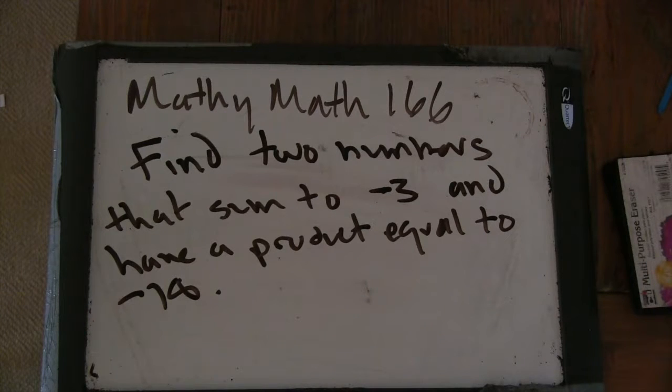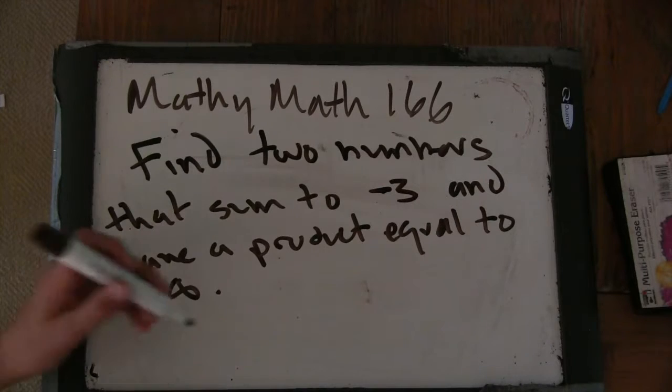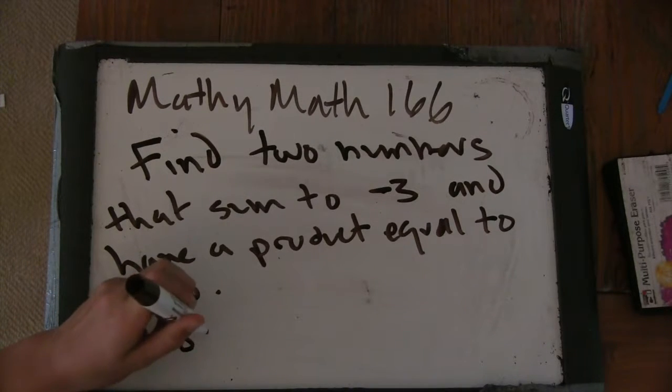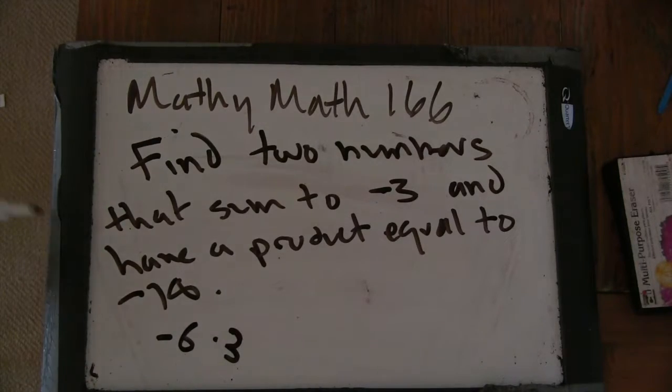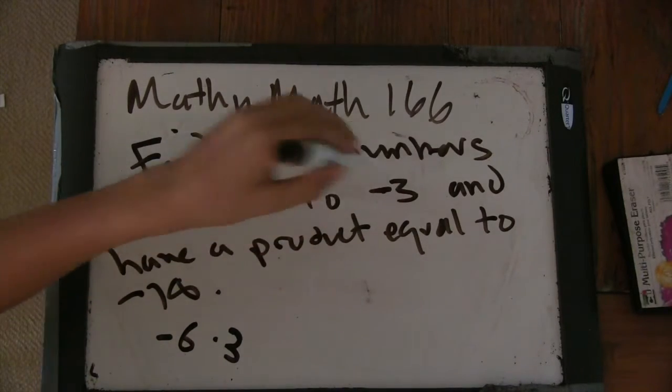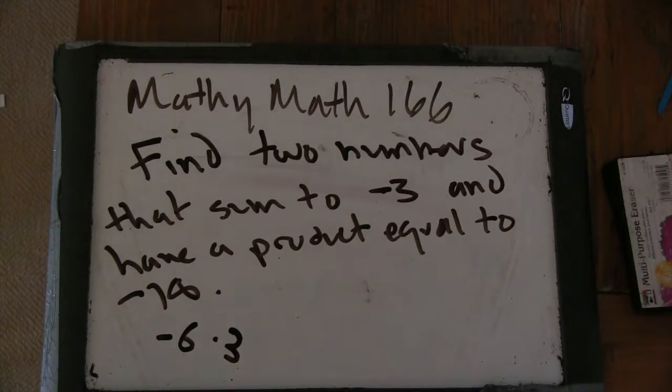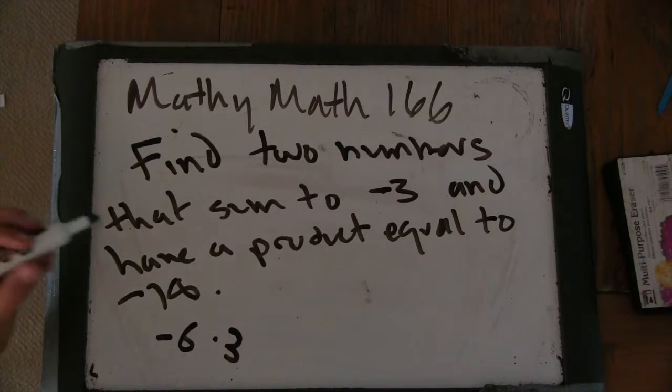Well, minus 18 is minus 6 times 3. This satisfies this as well. Okay, so you're able to do this problem in your head. What is the quadratic equation that these two numbers would satisfy?